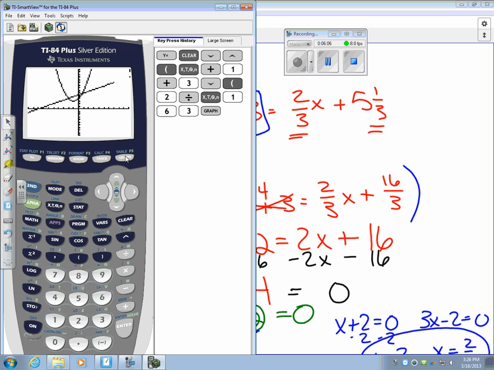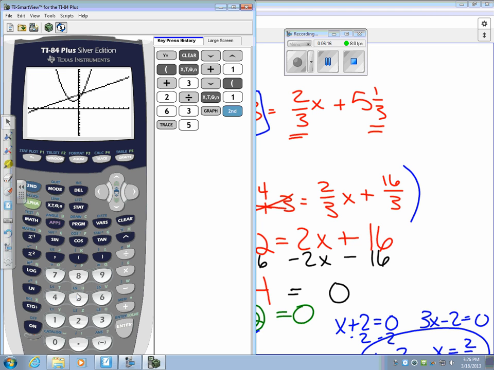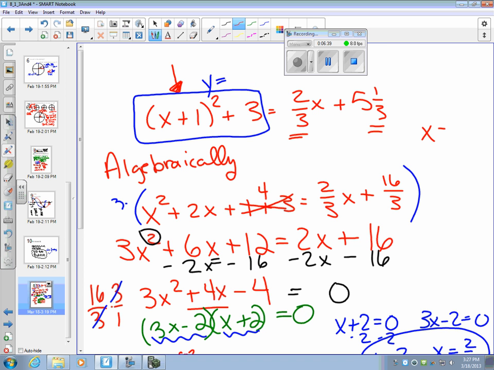Do you remember how to find out where they intersect? You can hit second calc, and number 5 is the intersect button. It'll ask you for the first curve. It's on my parabola. I hit enter. It'll ask you for the second curve. It's on my line. I hit enter. And then it asks me for a guess. There are 2 of them, so I'm going to have to do this twice. My first guess is there. The value I'm looking for is the x value. So x equals 2/3.